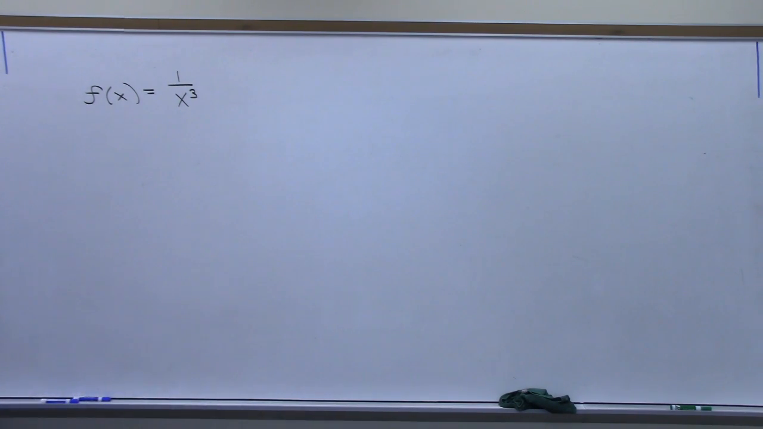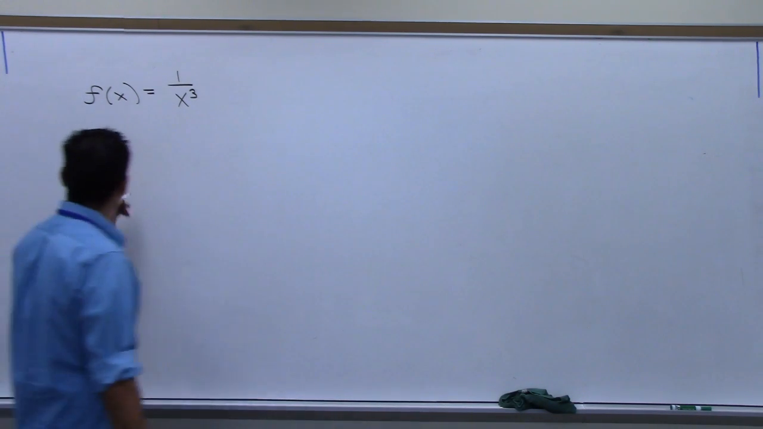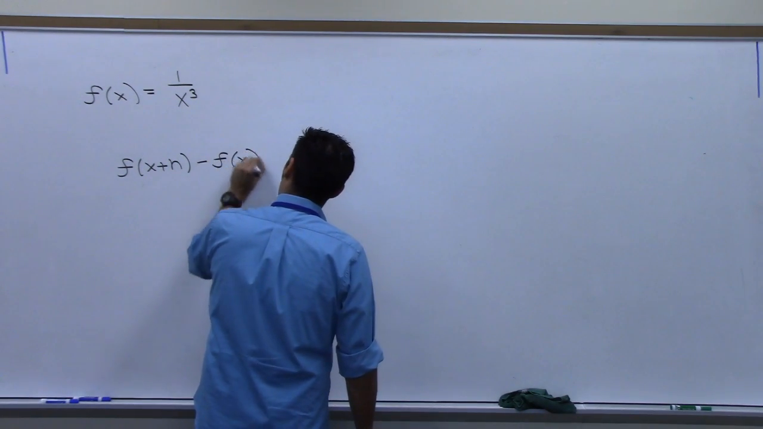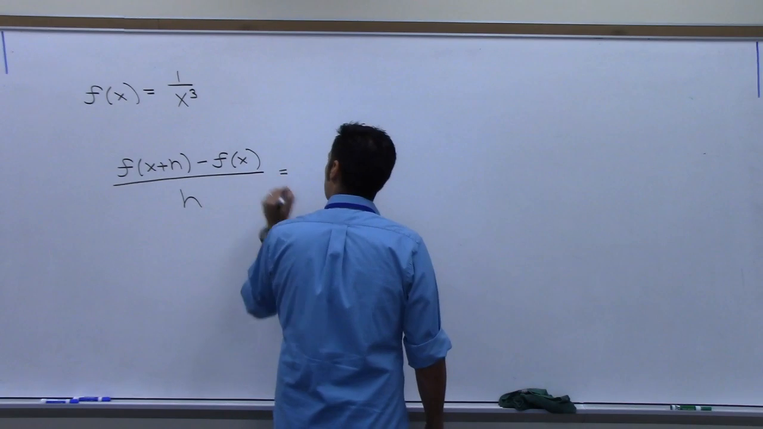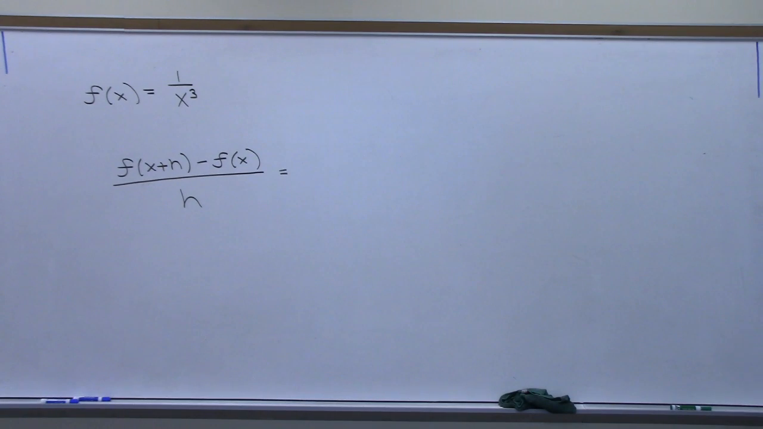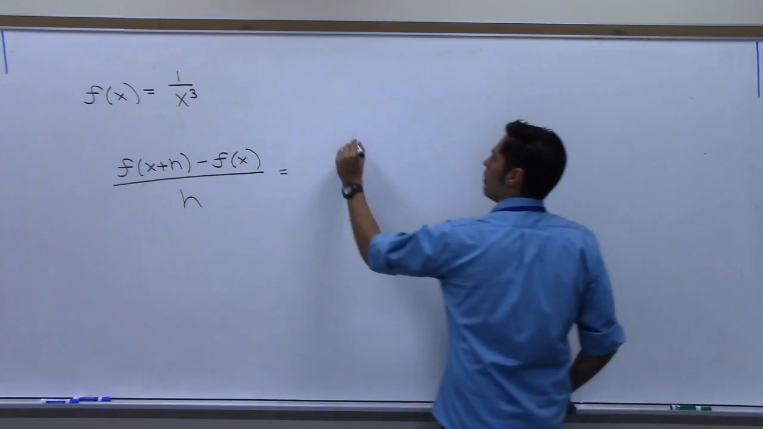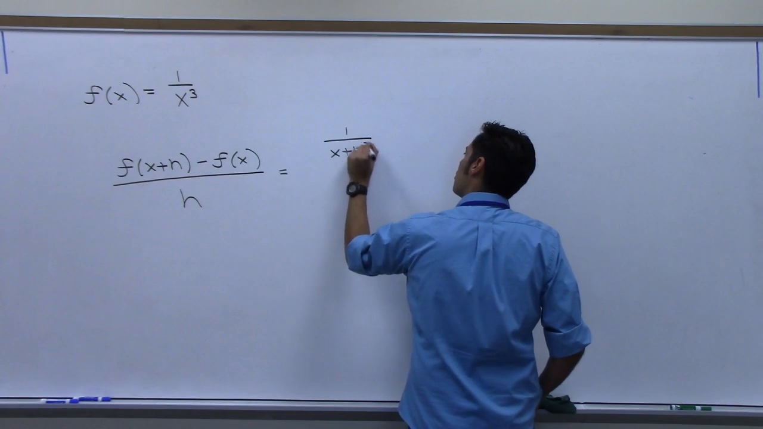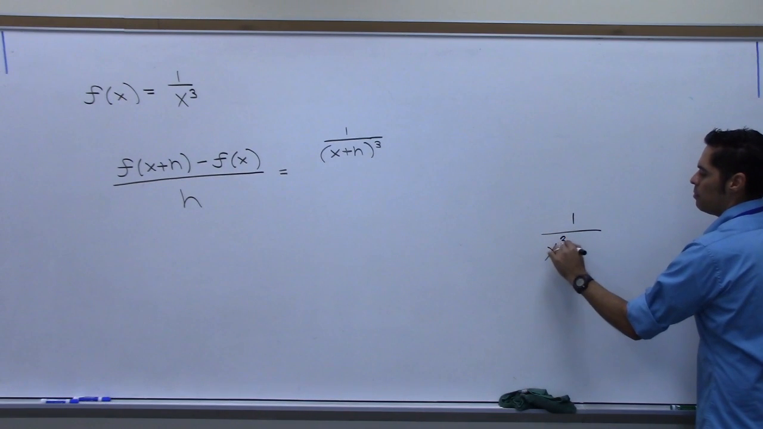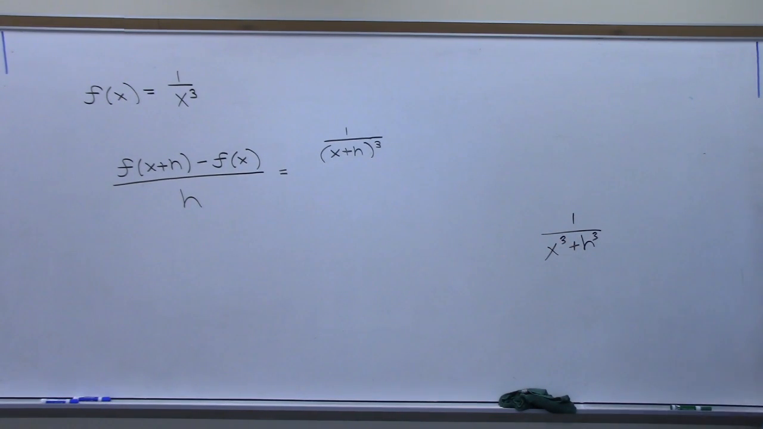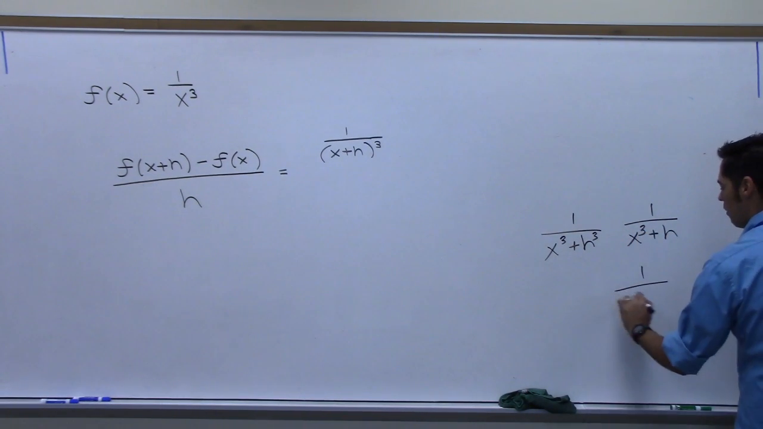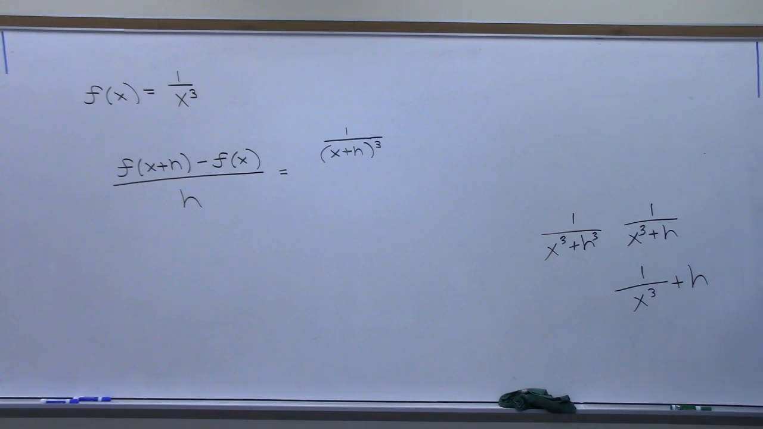All right, so let's do the difference quotient for this one. So I need, again, to set it up: f of x plus h minus f of x all over h. Which should be, all right, what's the top left corner of this? 1 over x plus h cubed, the whole thing, right? Like that. It is not 1 over x cubed plus h cubed. It is not 1 over x cubed plus h.